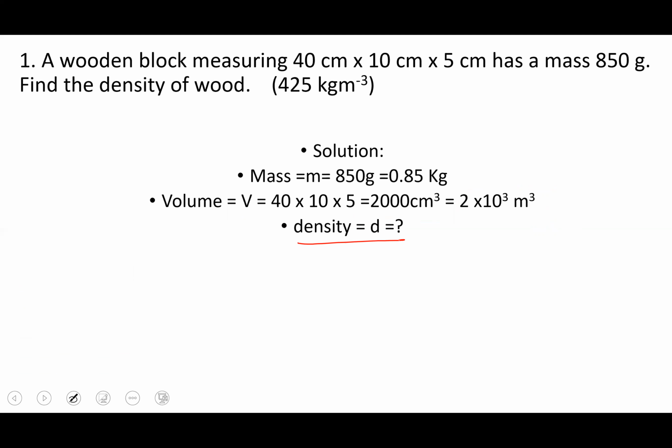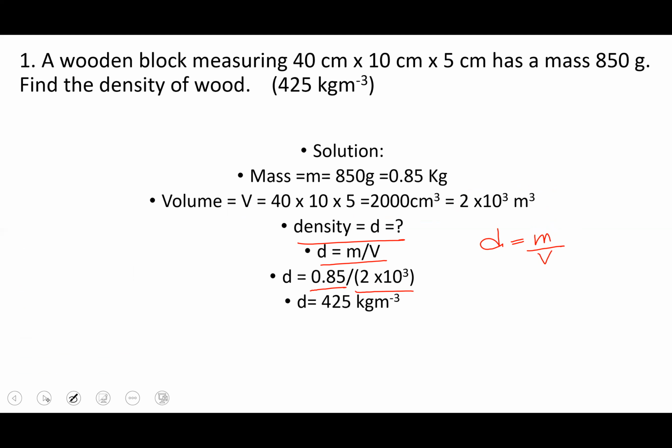Density. We have to find the density and we know the formula of density. Density is equal to mass per unit volume. Now, here is the formula for us. D is equal to M over V. If we put in the value of mass, which is equal to 0.85, the volume is equal to 2 into 10 to the power 3. The density is going to be 425 kilogram per meter cube. This is the required answer as well, right over here.